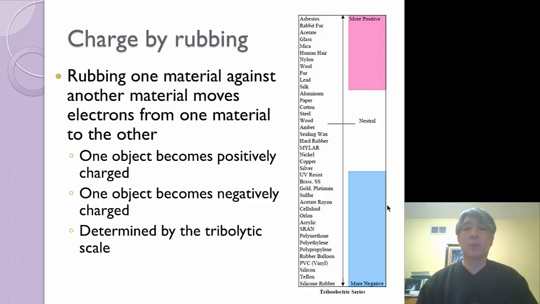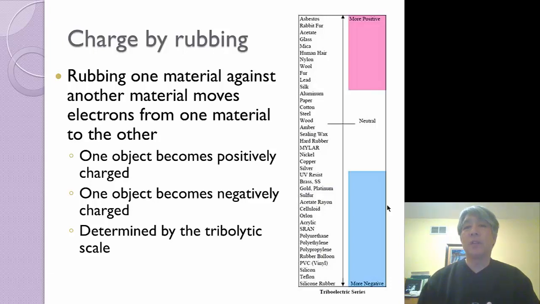Although it is possible to determine which object gives up the electrons and which object receives electrons, that's what the triboelectric scale on the right here is. You do not need to know this. It's not something that we focus on. It's just important for you to realize that it is possible.